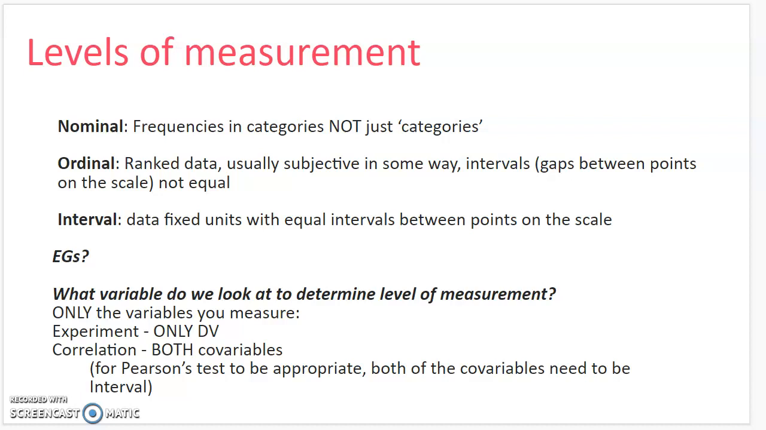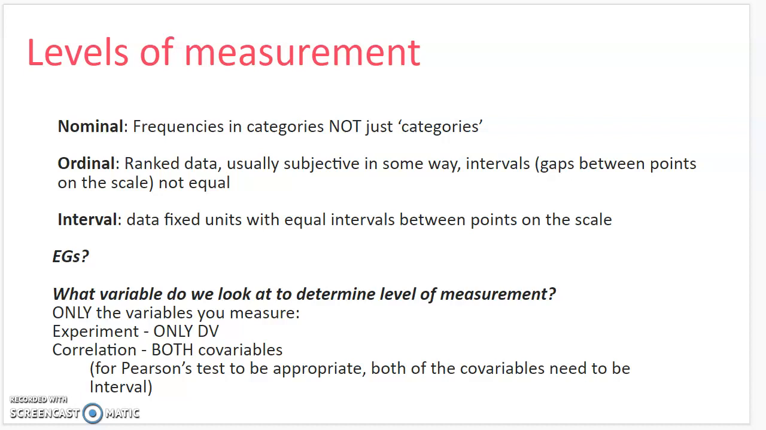This is when you've got ranked data. It's normally subjective in some way. So for example, a scale of 1 to 10, e.g. rating attractiveness. With that, there's no objective way of defining what is a 10, what is a 5, because there's some opinion and subjective judgment involved in that scale.